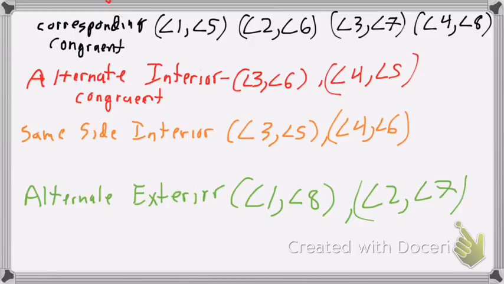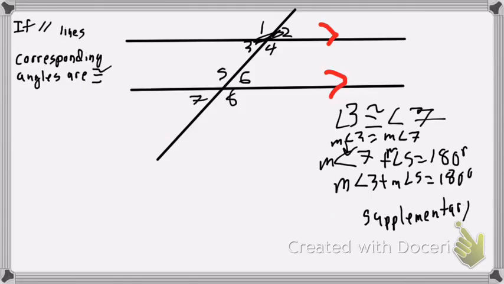Same side interior angles are going to be supplementary. And that leaves us with alternate exterior. So for alternate exterior, let's look at 1 and 6. Do we know any direct relationship between 1 and 6? No, we don't. But we do know that there's a relationship between 1 and 8, which is what we're looking at.